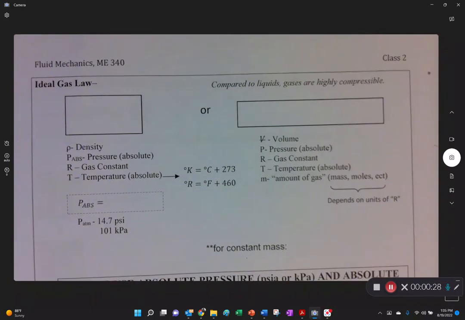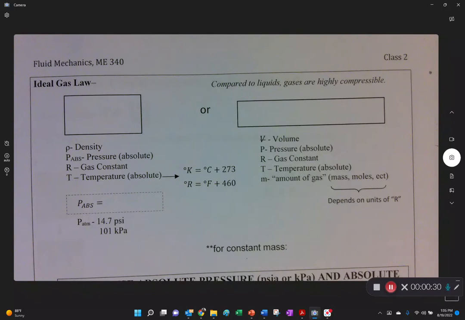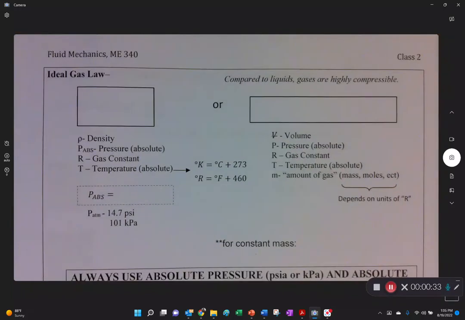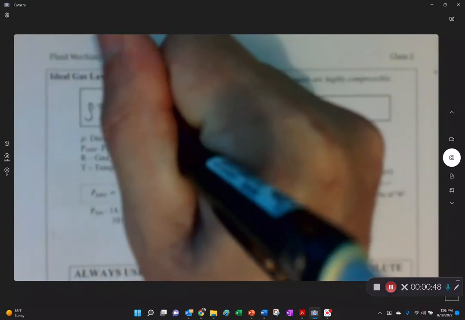Now, of course, you probably had it in chemistry as well, and they did things on a per mole basis, where we're going to keep everything on a per mass basis. So the ideal gas law, or one way to write it out, is the density is equal to the pressure divided by the gas constant divided by the temperature.